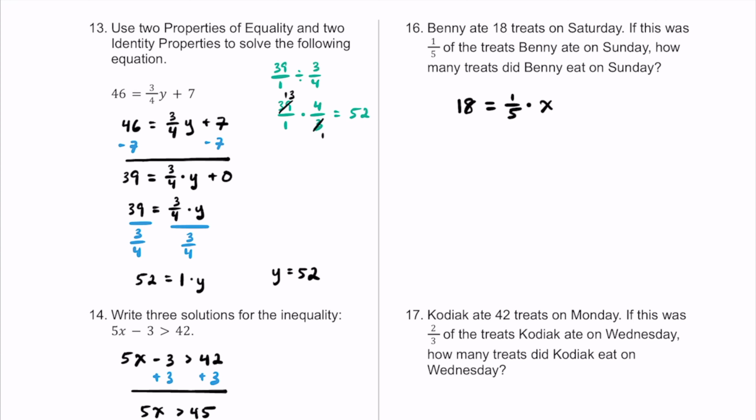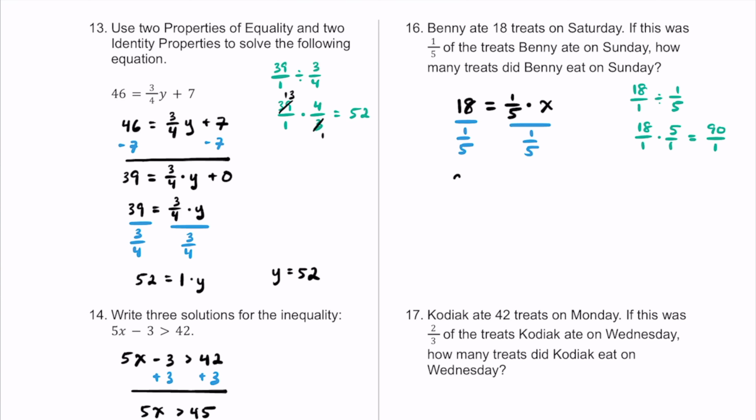And if we don't know, we can use the variable x. So it's 1/5 of something is equal to that 18. If we go ahead and solve this equation, we can divide both sides by 1/5. On the left side, we have 18 divided by 1/5, so 18 over 1 divided by 1 over 5. That's going to be 18 over 1 times 5 over 1. Can't cross cancel, this is going to be 90 over 1, or just 90.